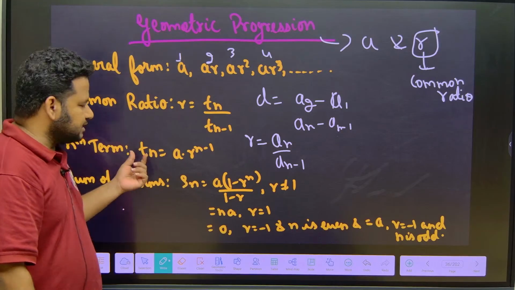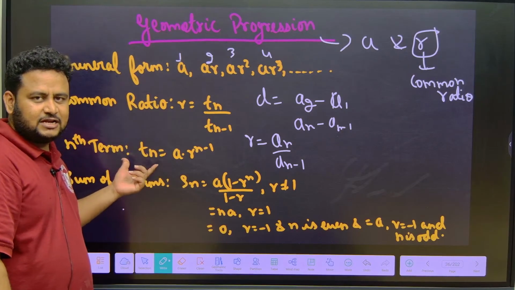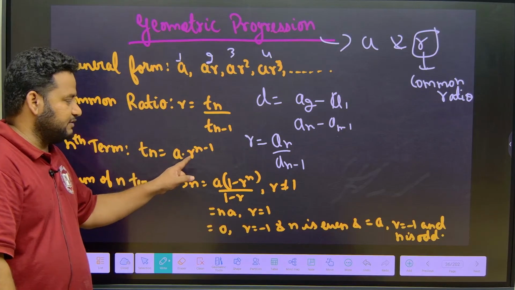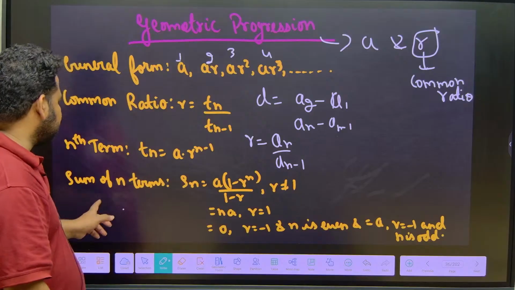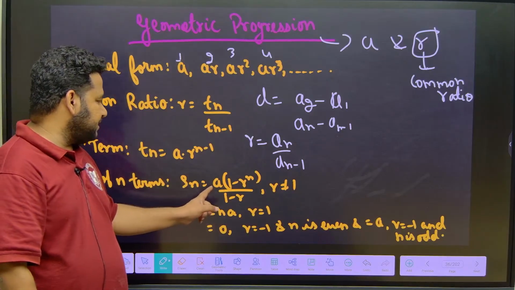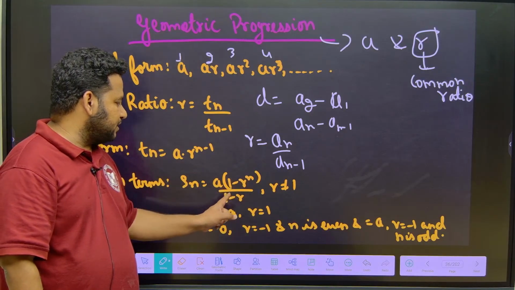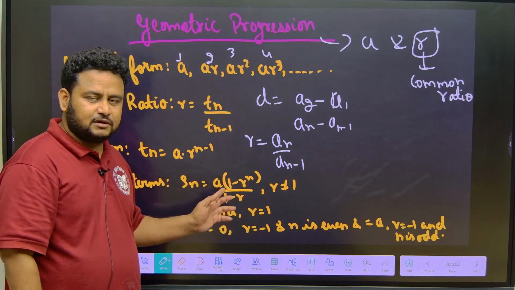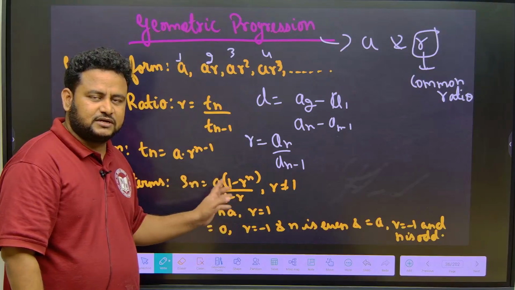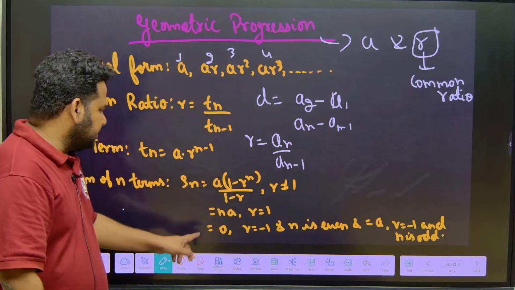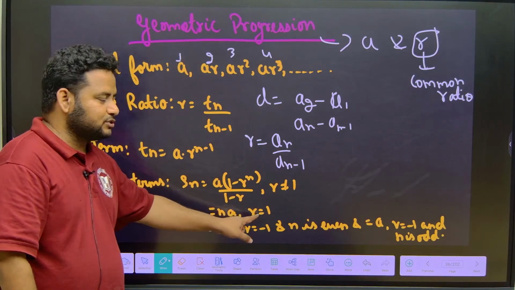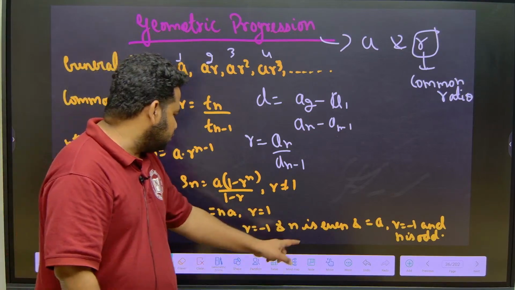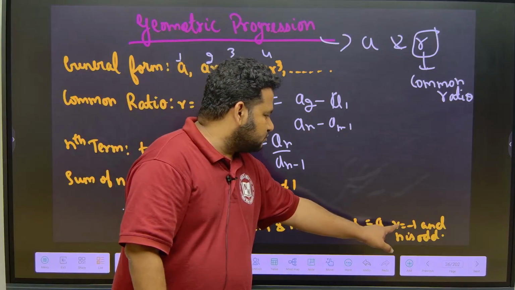In terms of GP, the general term Tn is equal to a into r to the power of n minus 1, where n is the number of terms. The sum of n terms is given by a times 1 minus r to the power of n divided by 1 minus r if r is less than 1. If it is greater than 1, it becomes r to the power of n minus 1 divided by r minus 1. It is equal to n times a if r is equal to 1, is equal to 0 if r is equal to minus 1 and n is even, and is equal to a if r is equal to minus 1 and n is odd.